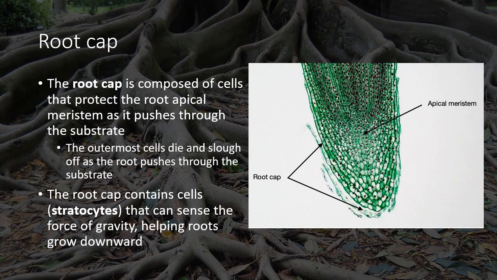The living cells deeper inside the root cap contain some cells called statocytes, which detect gravity, and that's one of the ways that roots can tell which way is which, and that helps them grow downward into the soil.